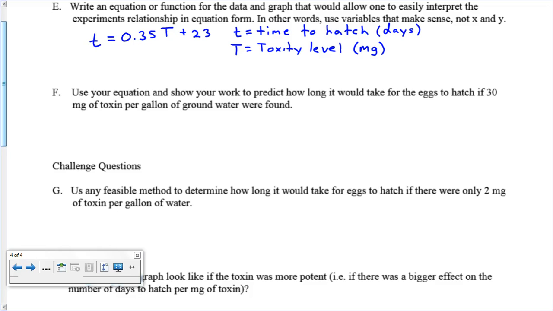Use the equation to predict how long it would take for eggs to hatch if 30 milligrams of toxin per gallon of groundwater were found. Okay, so now we've got 30 milligrams. That's the capital T. So we're looking for lowercase t here. t equals 0.35 times 30 plus 23. Going through and calculating that, I get 33.5 days.